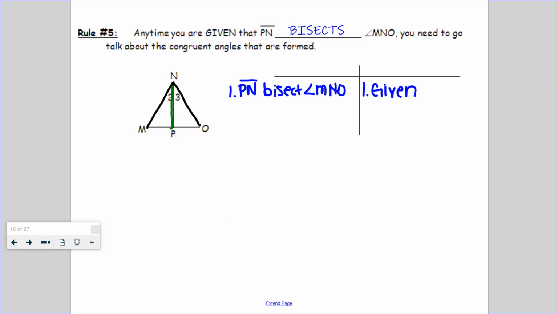Go ahead, Jonathan. Angle MNP and angle ONP. If those numbers are up there, do I have to name them with 3 letters? No, let's just call them what? Angle what and angle what? 2 and 3. So angle 2 and angle 3 would have to be congruent. And that is because of definition of angle bisector.